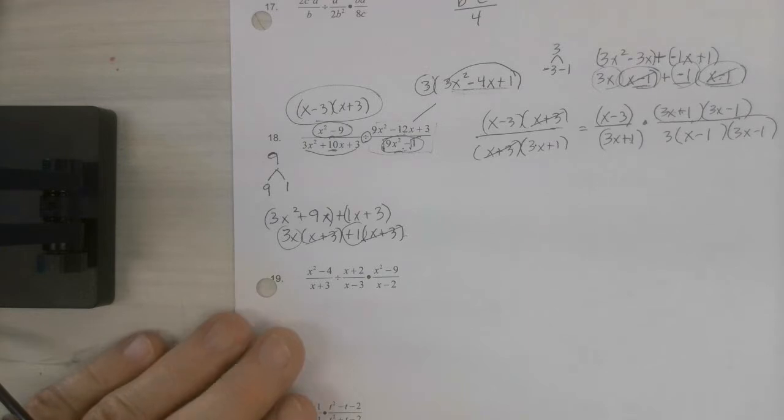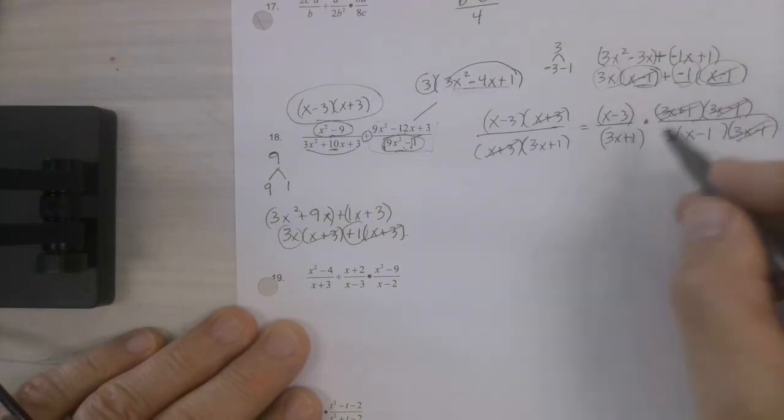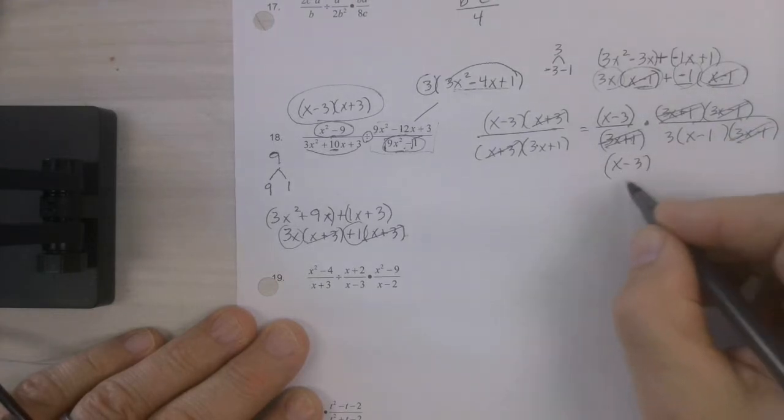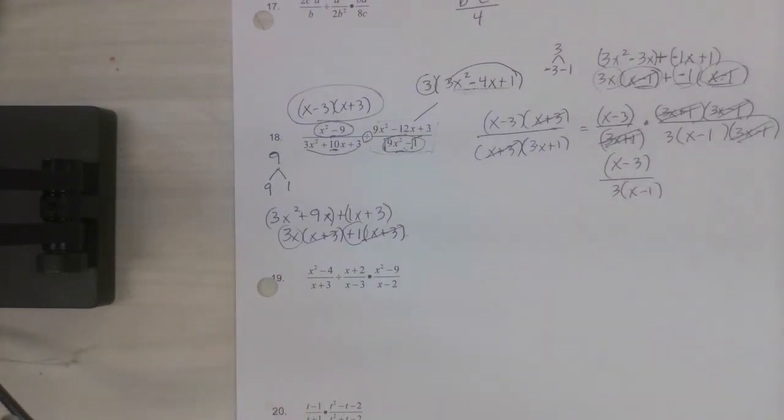And now for the fun part. Look, factor, factor, factor, factor. And that's it. So my final answer is going to be x minus 3 in the top and this stuff in the bottom. That's all you can do. But yeah, that's a monster problem.